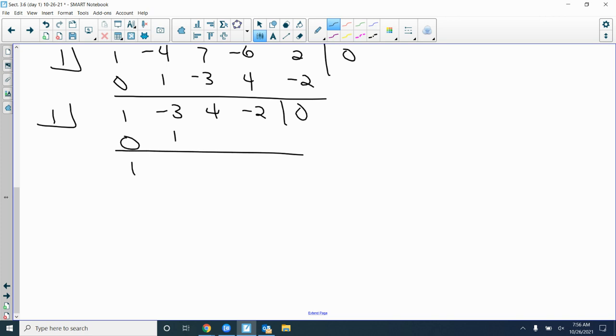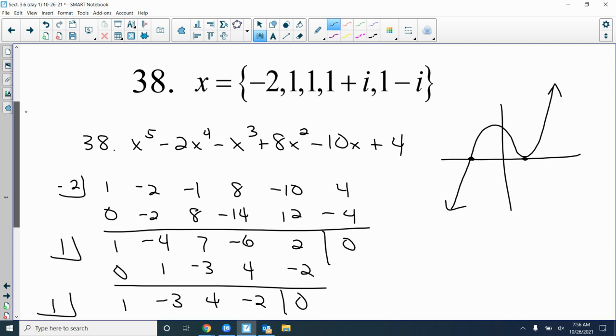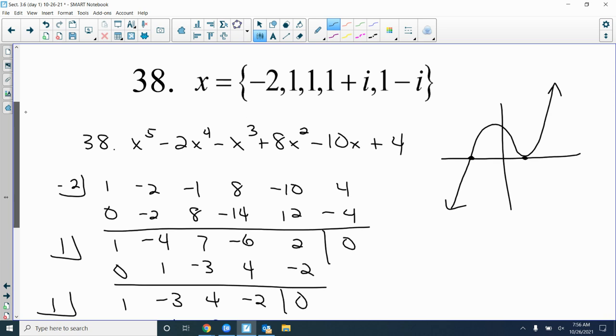And then so this is what we end up with, the x squared minus 2x plus 2. And then we got to set that equal to 0. And then that's where you use your quadratic formula. And what did we get for our other two answers? We got 1 plus i and 1 minus i. Okay.